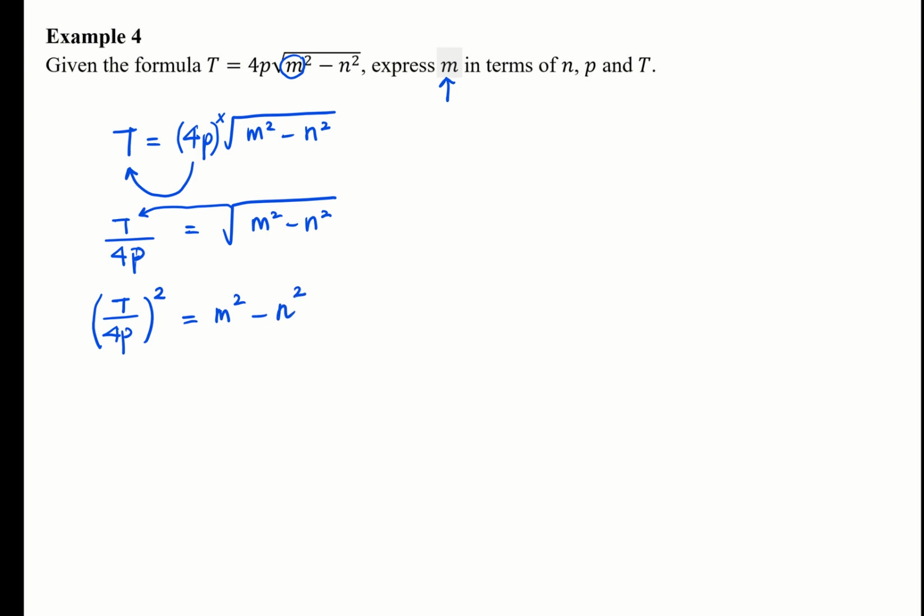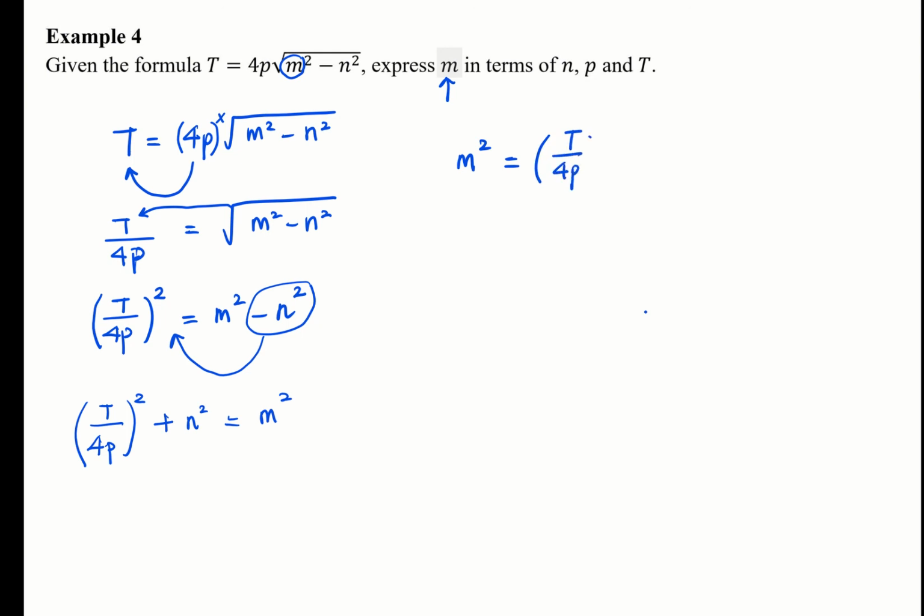Let's get rid of the next one. Negative n squared, bring it over. Negative n squared, bring over, becomes positive n squared. So write down t over 4p squared, plus n squared, is equal to m squared. Almost there. I put the m squared on the left side: t over 4p, bracket squared, plus n squared.